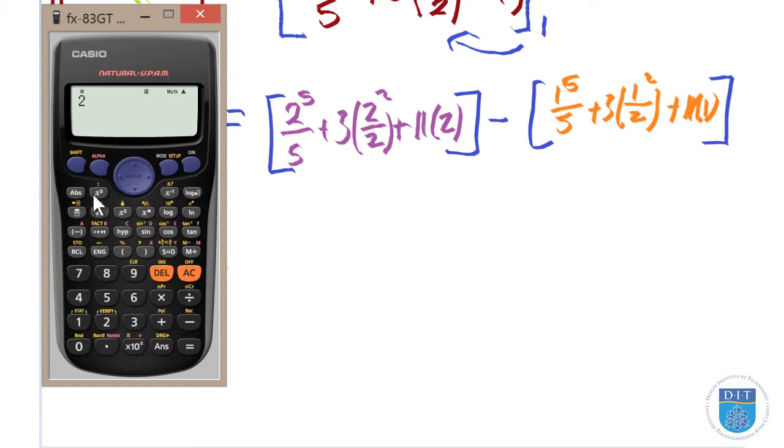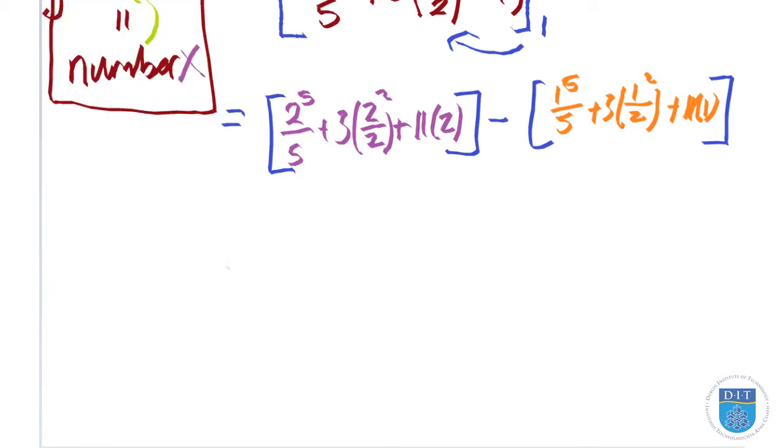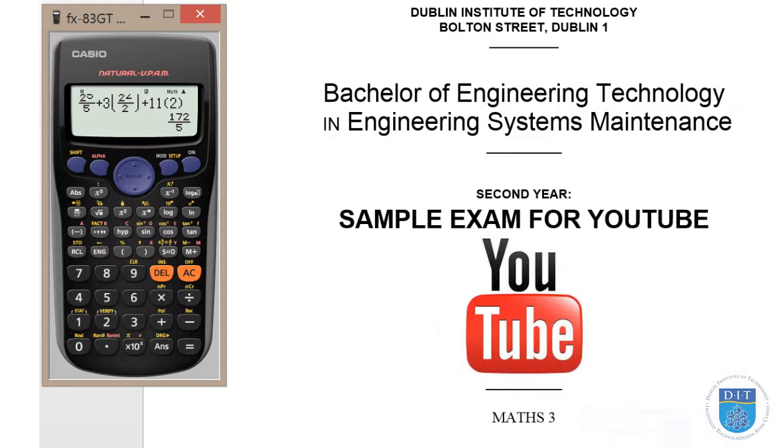Right, so 2 up to the 5, move out of that over 5, plus 3 bracket fraction 2 up to the 2 divided by 2, close that, plus 11 over 2. Equals, so I get 172 over 5 the first time. I'll keep that in there as well, 172 over 5, back to the bracket again.